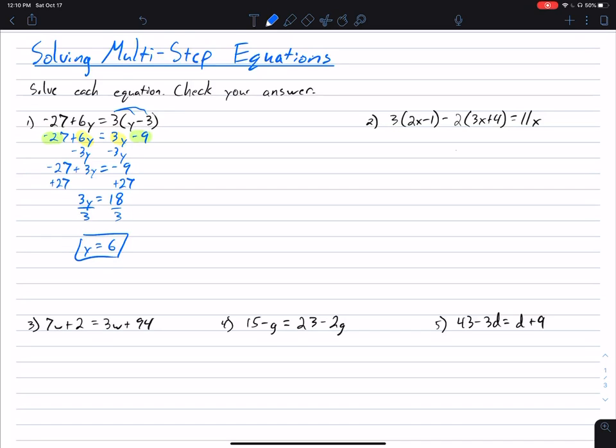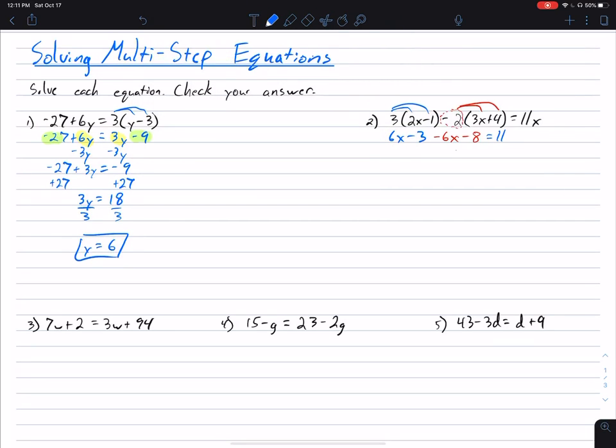Number 2, this looks a little bit messier because I noticed that I have two groups of parentheses, but what I'm going to do is distribute to get rid of those as soon as I can. So this 3 will get distributed in. I'll get 6x minus 3. And now I want to be very careful here. This 2, I want to distribute a negative 2. Make sure you bring that sign with it. So negative 2 times 3x would be negative 6x, and negative 2 times 4 would be negative 8.